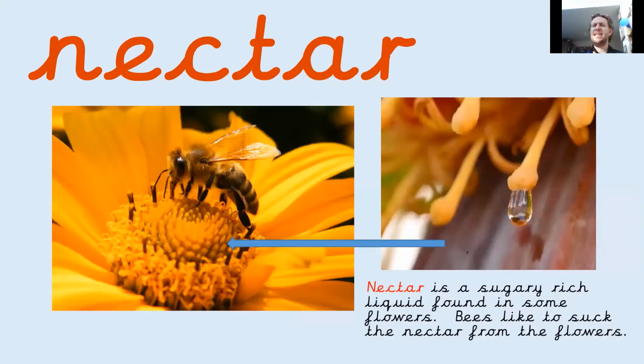Now, nectar. You can see in that picture the droplets on there. That is nectar, and that is a sugary, rich liquid found in some flowers. Now, the bees like to suck the nectar from the flowers.